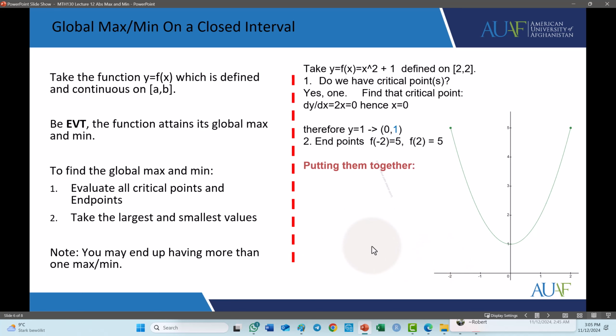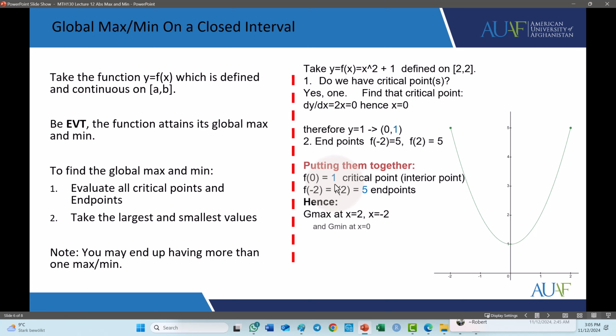Then putting them together, we get the following. f of 0, which is a critical point, is 1. f of minus 2 is equal to f of 2, which is equal to 5. So therefore, the smallest value is 1, which is attained at x equal to 0, which is a critical point, which is an interior point. Therefore, the global minimum is attained at x equal to 0, while the global maximum of the function is attained at minus 2 and 2.